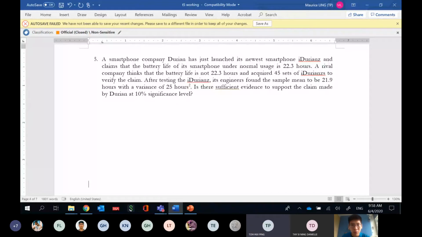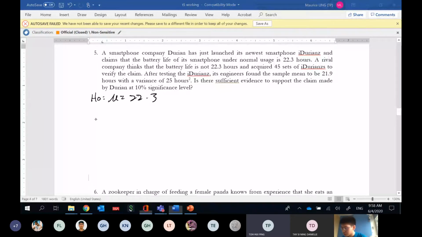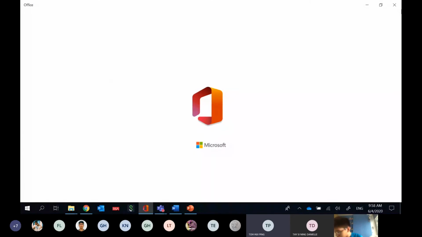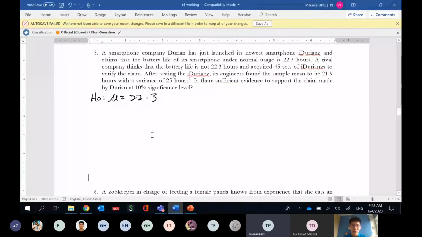Yeah. So the null hypothesis is equal to 22.3. Then the alternative one would be less than 22.3. Let's see. Okay, what is the claim? It's just saying that it's not 22.3. So it doesn't mean more or less. It's just not equal to. Yeah, right. Okay.